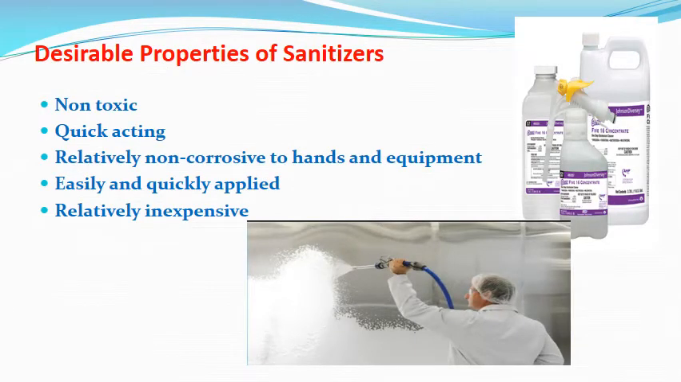Now we will see some of the desirable properties of sanitizers. Firstly, they should be non-toxic. Otherwise, they are used on the machineries and surfaces which will come in contact with the food material or milk products. Therefore, they should be non-toxic. Secondly, quick acting, because the application of these agents will be very fast, so they should have a quick action on the microbes or pathogens. Relatively non-corrosive to hands and equipment, because sometimes it will cause damage to the equipment or to our hands. Easily and quickly applied. Relatively inexpensive, because the cost of their application should be affordable, otherwise the cost of production of milk products will be more. So these are some of the properties briefly about the sanitizers.